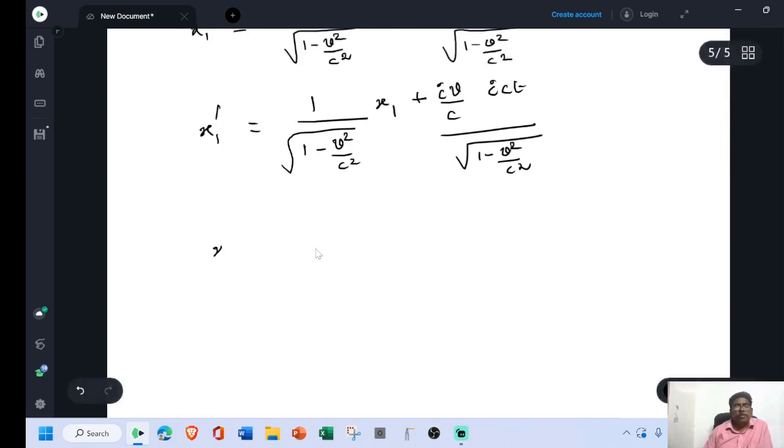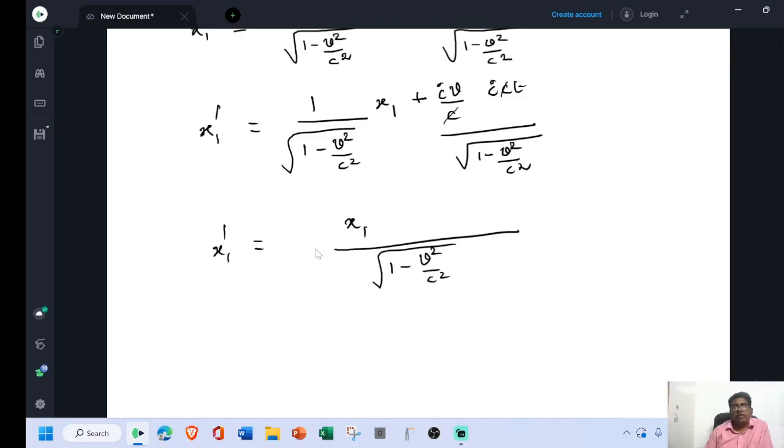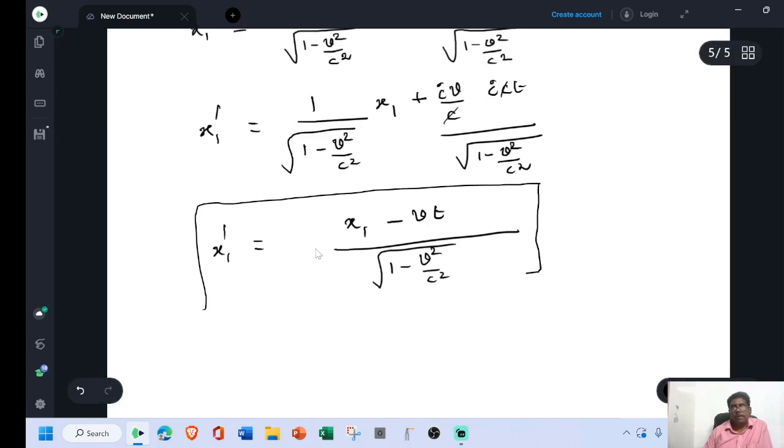Then x1 dash equal to, take this root of 1 minus v square by c square as a common term into x1, say this c cancelled out, i into i square is minus 1, so x1 minus vt divided by root of 1 minus v square by c square. x1 dash equal to x1 minus vt divided by root of 1 minus v square by c square is the first transformation equation, Lorentz transformation equation. x dash equal to x minus vt divided by root of 1 minus v square by c square. Then y dash equal to y, z dash equal to z.